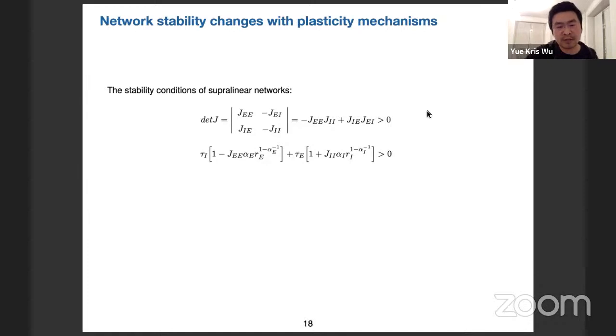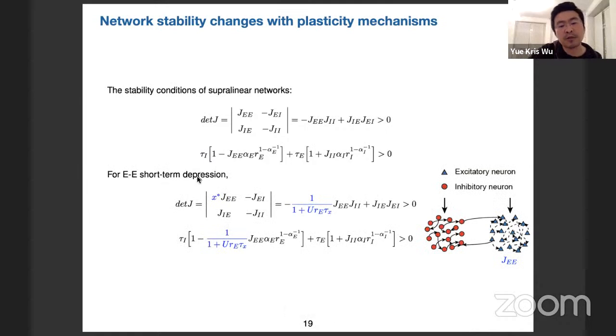So there are two conditions. The first one is that the determinant of the weight matrix has to be positive. The second one is this condition, which relates to the sum of the eigenvalues of the Jacobian matrix of the system. For E to E short-term depression, we have a prefactor which multiplies with JE. So we can calculate the steady states and plug them in.